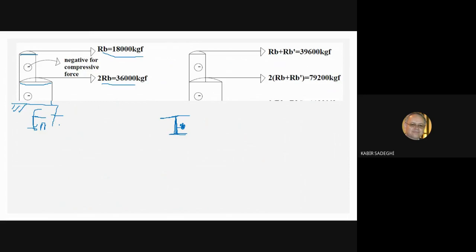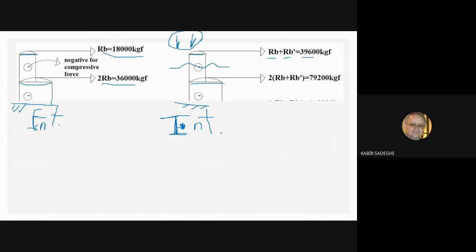This is for internal. For the internal column, we have the same for the top floor and bottom floor: the summation of the reactions of two beams from two sides. You remember one comes from this side and one from the other side. The summation goes inside of this. Or we start from the top.